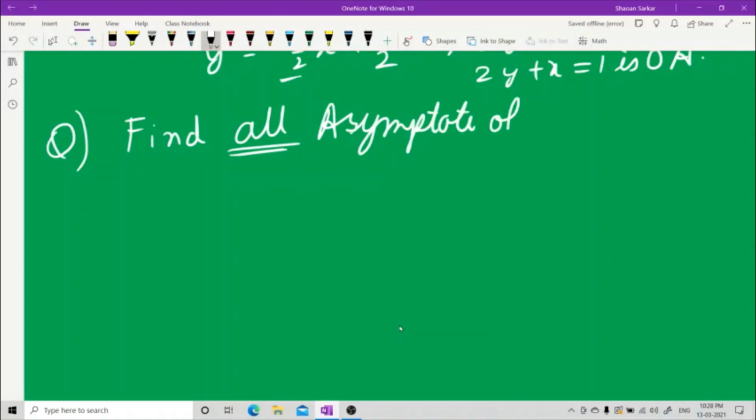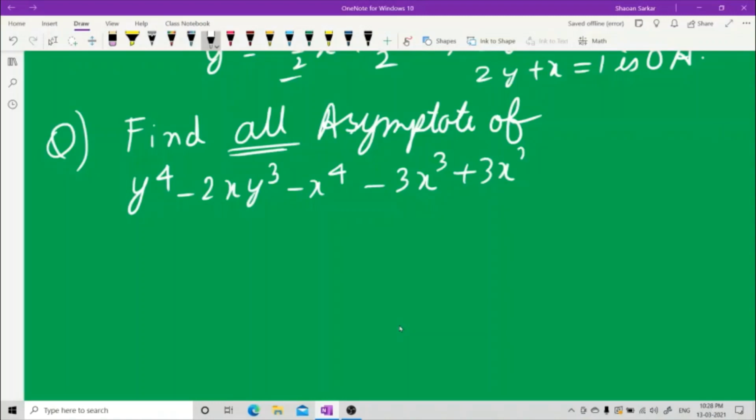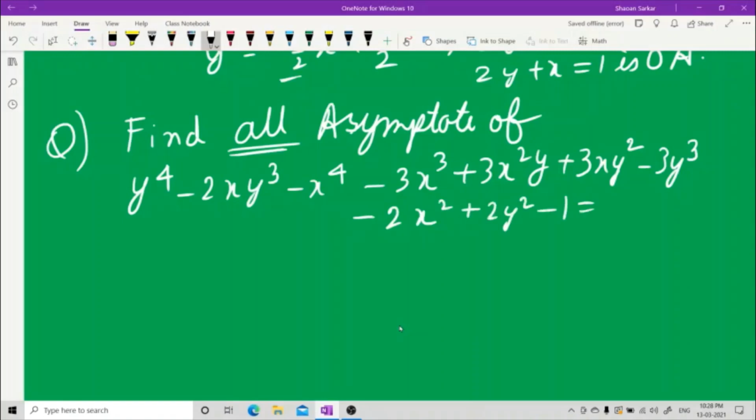All asymptotes of this equation, you can see: y^4 minus 2xy^3, then minus x^4, then you have minus 3x^3 plus 3x^2y plus 3xy^2, then you have minus 3y^3, then you have minus 2x^2 plus 2y^2 minus 1 equal to 0.